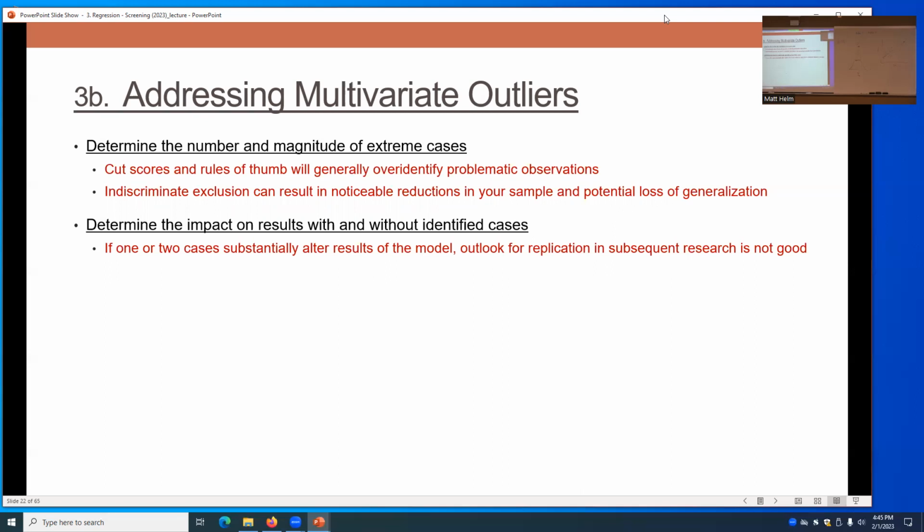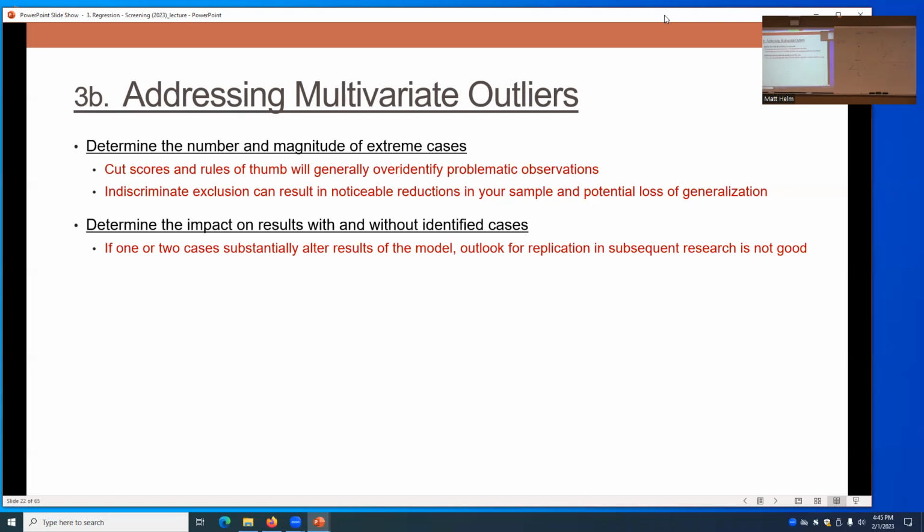Okay. So going through and addressing these, first we want to determine the number and magnitude of extreme cases. Again, we need to be very careful in terms of the thresholds we're using to identify cases. We can use cut scores and rules of thumb.